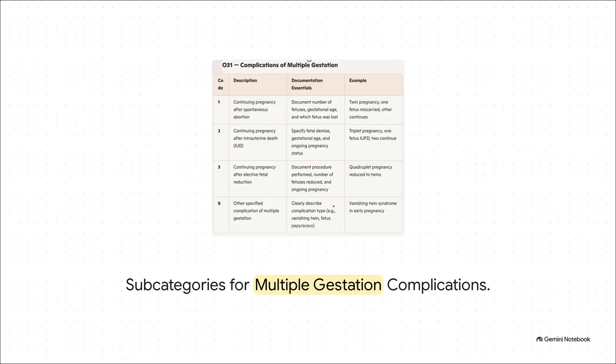O31.2 covers a continuing pregnancy after an intrauterine death, or IUFD. O31.3 is what you assign when the pregnancy continues after an elective fetal reduction procedure, like reducing a quadruplet pregnancy down to twins to protect the mother and the remaining fetuses. And finally, O31.8 acts as a sort of catch-all for other specified complications. Vanishing twin syndrome in early pregnancy is a really classic clinical example you're going to encounter here. Each of these subcategories tells a very highly specific clinical story.